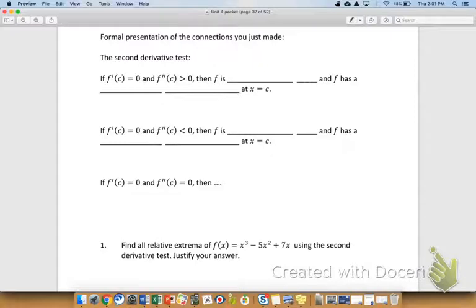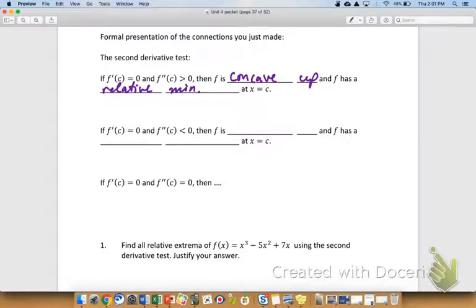So here we go. It says, if f prime of c equals 0 and f double prime of c is positive, then f is concave up. And if you can picture some graph that's concave up at a critical point, f would have a what? Relative minimum, right? Can you picture that concave up look? You're going to get a relative minimum there at x equals c, at that critical point.